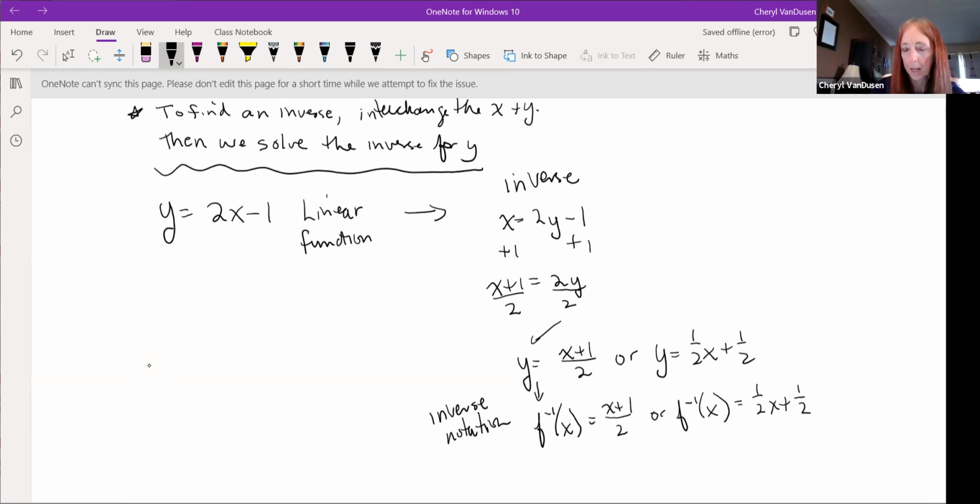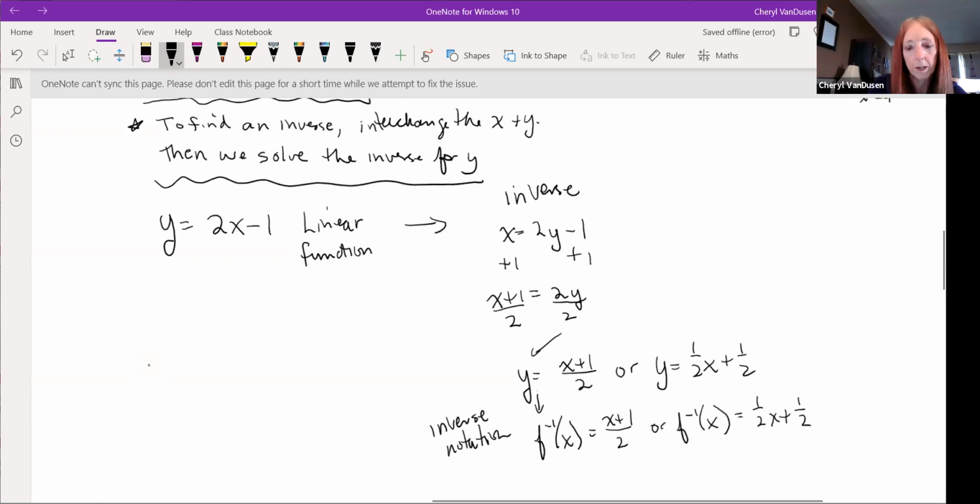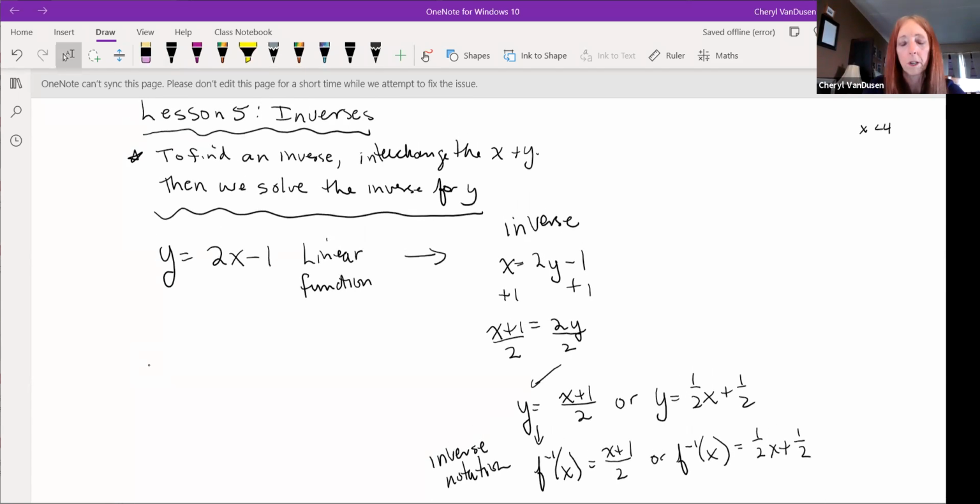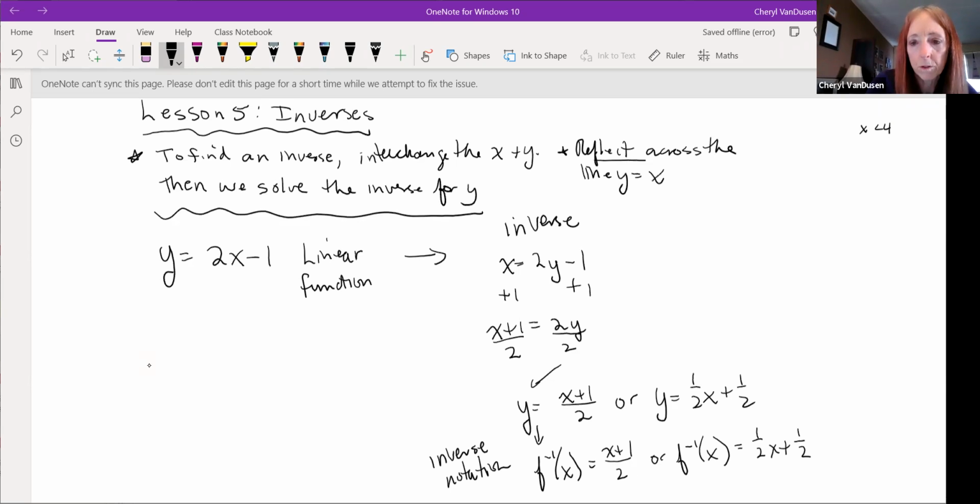Okay. Something else to mention about inverses, and I might go back up to the top and throw it in here. When we interchange the x to the y and the y to the x, the graphical interpretation is that we reflect across the line y equals x. Okay, so that's something else to keep in mind.